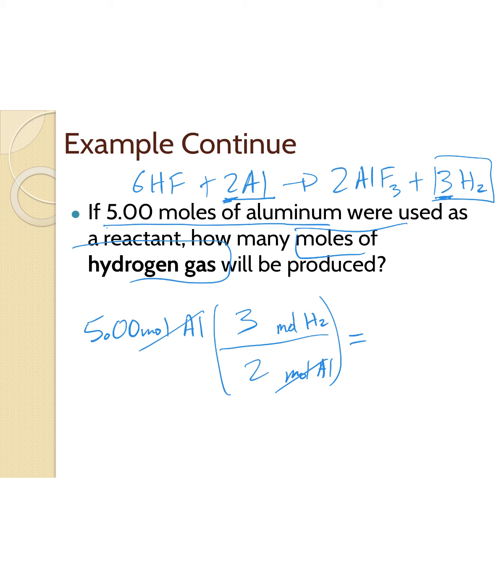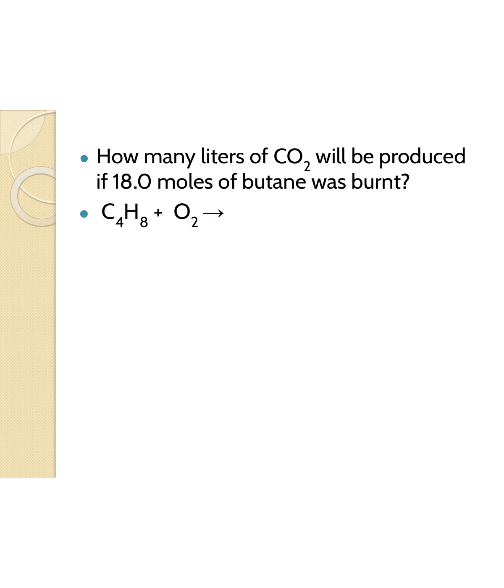5 times 3 divided by 2. What is that equal to? And the answer on my calculator is 7.5. And the unit is mole of hydrogen gas. So that'll be the easiest question for chapter 11 is one bracket. And it's going to be a mole to mole ratio. Let's do a little bit harder one.